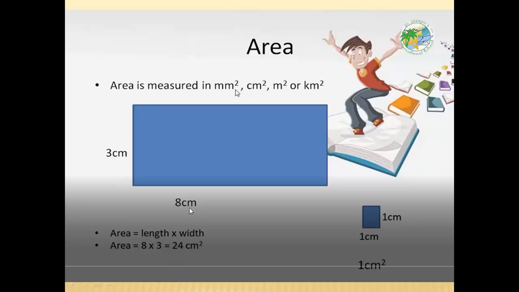How can we calculate the area for this shape? Okay. The area of a rectangle is length times width. Then area equals 8 times 3 equals 24 centimeter square. What is centimeter square? Centimeter times centimeter equals centimeter square. What is the meaning of meter square? Meter times meter. Kilometer square, kilometer times kilometer. Then this is the measuring unit of area. Because area always equals side times side, length times width. Okay?